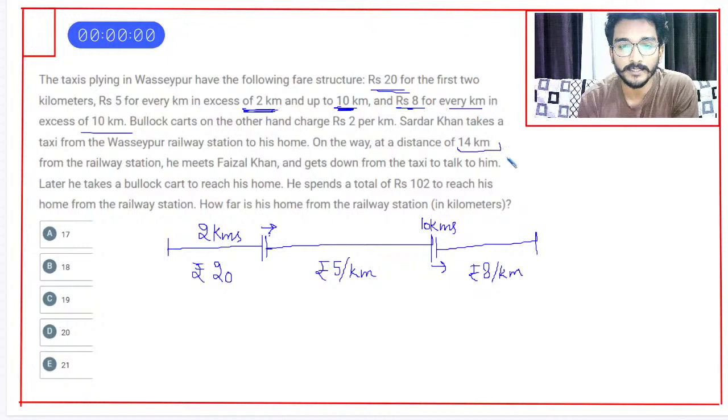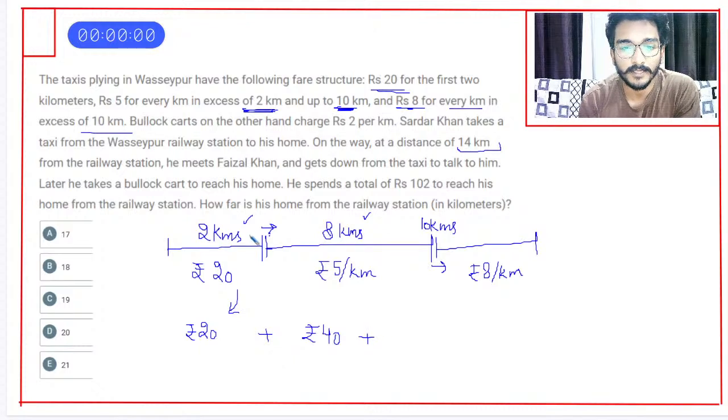It is 14 kilometers he has traveled. So for the first 2 kilometers, he has paid 20 rupees. And there are 8 kilometers remaining. 2 kilometers we have already covered. Now 8 kilometers and per kilometer is 5 rupees. So it is 40 rupees.